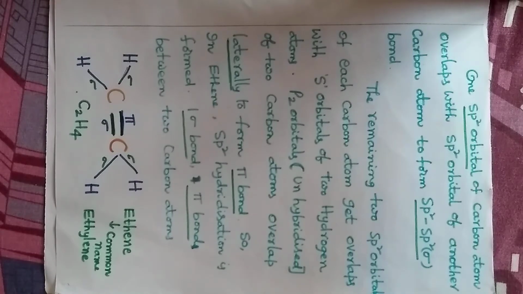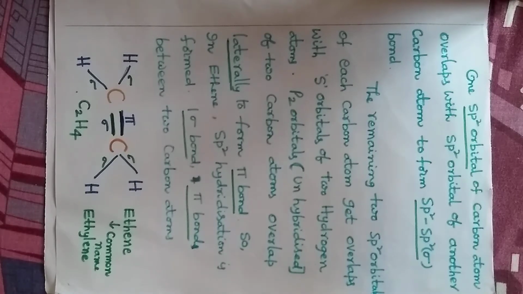Now the remaining 2 sp2 orbitals at each carbon atom get overlapped with the s orbital of 2 hydrogen atoms. Now that is sp2 s hybridization. That is also a sigma bond. Next, what about the pz orbital? The unhybridized pz orbitals of 2 carbon atoms overlap laterally, to form a pi bond.